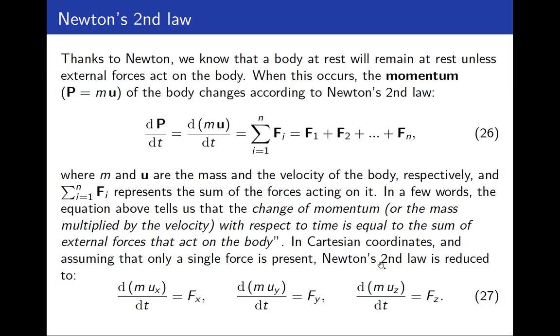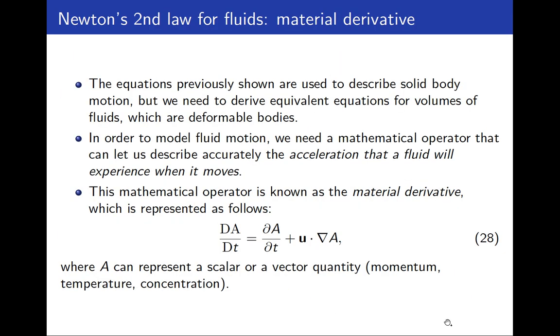So in Cartesian coordinates, and let's assume that there is only one force present on the system, Newton's second law can be reduced to these three equations. So we have the x component, the y component, and the z component. And we have the component of the force in the x direction, the component of the force in the y direction, and so on. So these equations that I showed you are used to describe solid body motion.